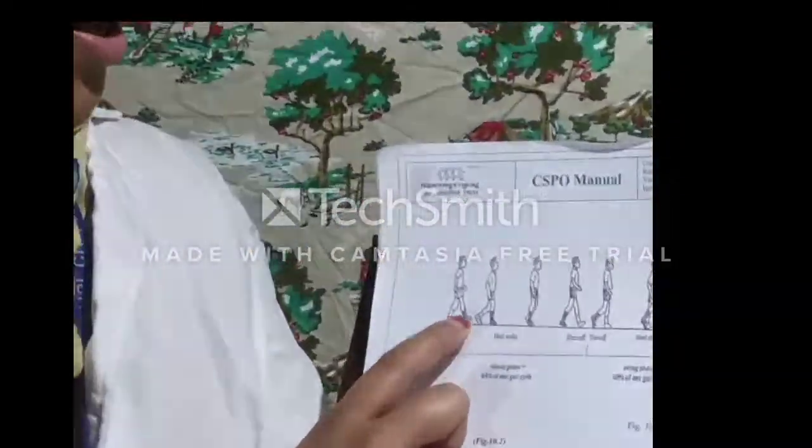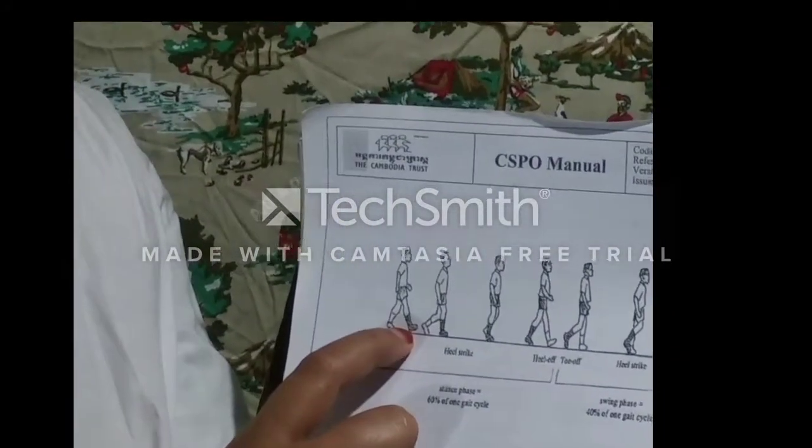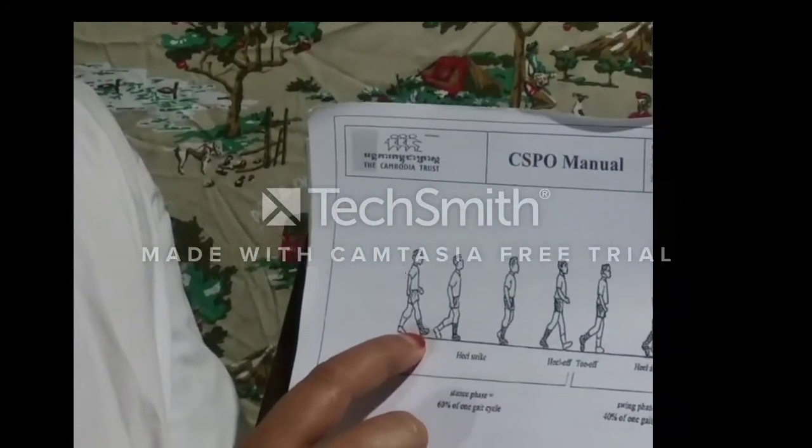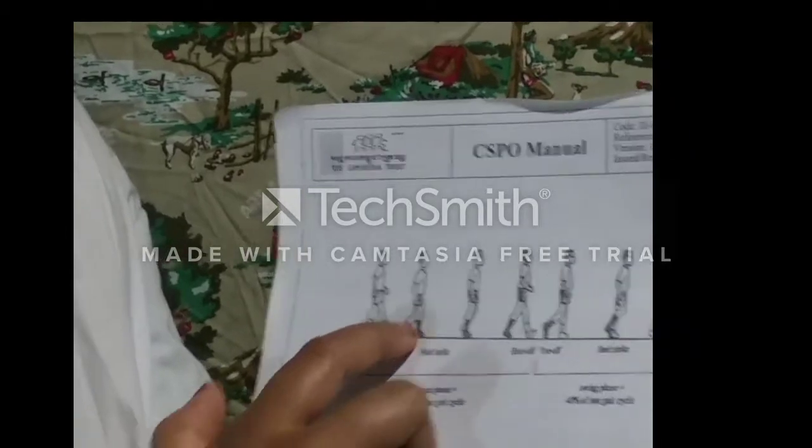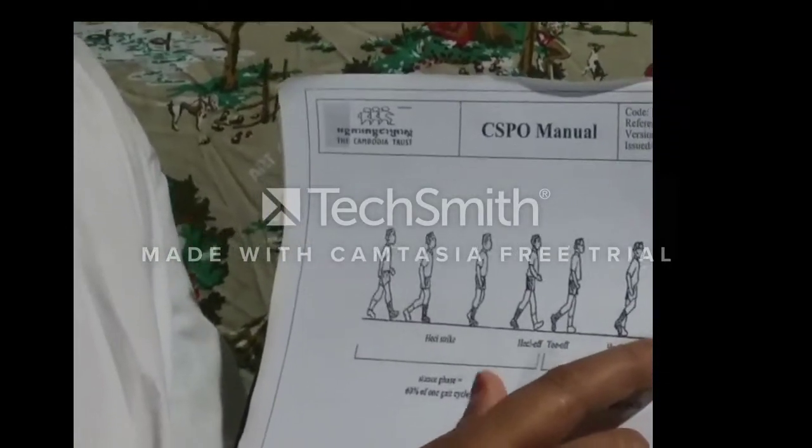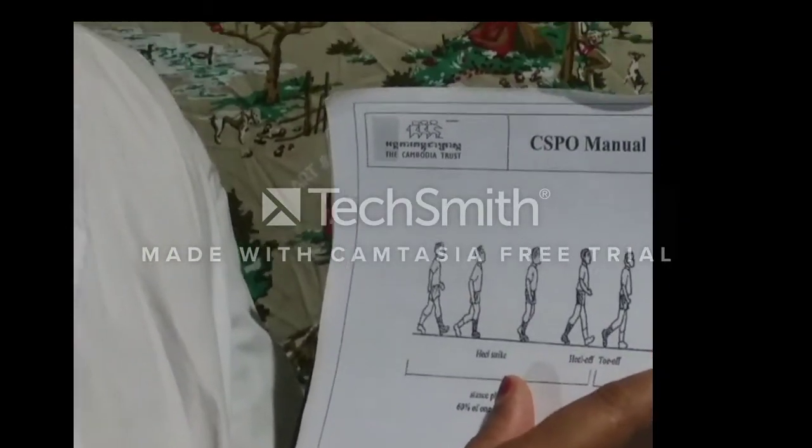A gait cycle is a period beginning with the initial contact of the heel to the ground of one leg up to the subsequent contact between the heel and the ground of the same leg. As you see in this picture, it begins with the initial contact of one leg and it ends with the same leg's initial contact to the ground.